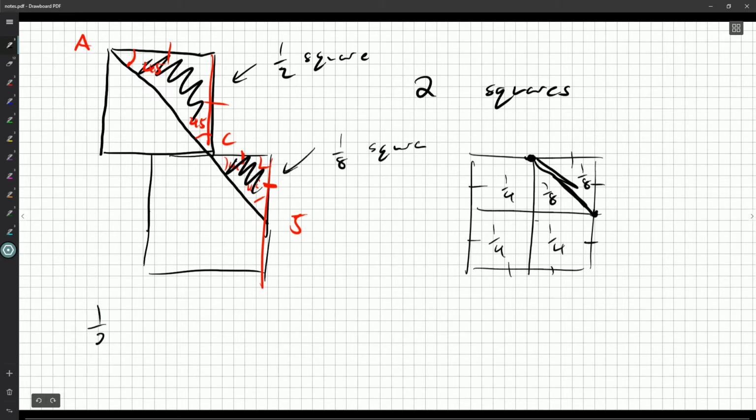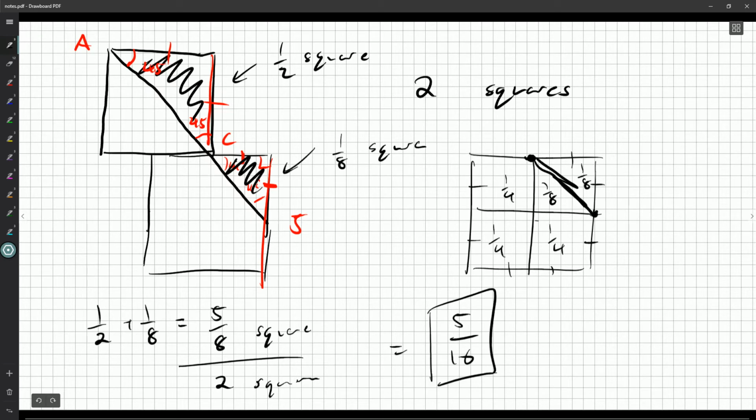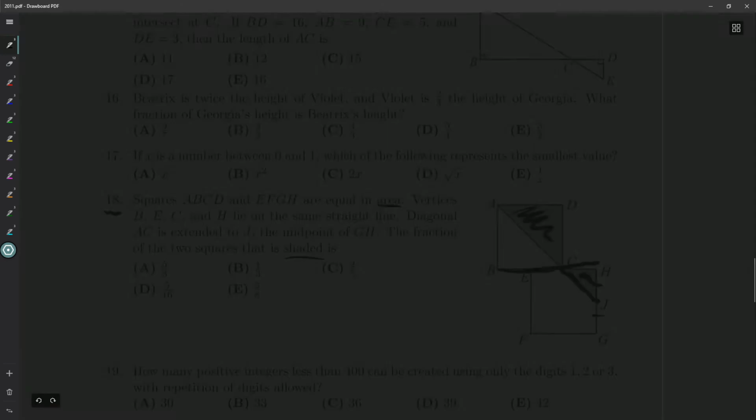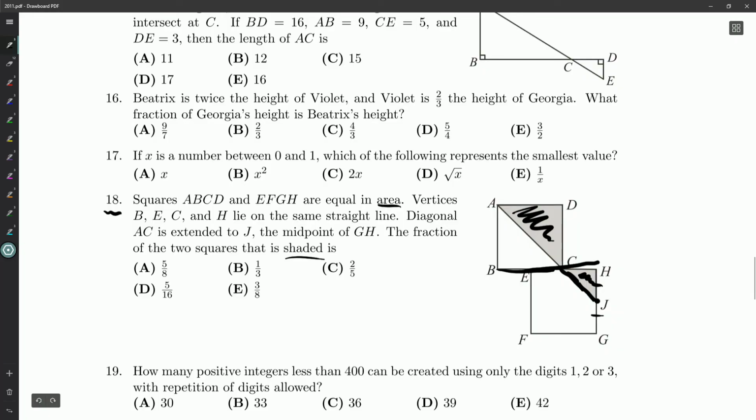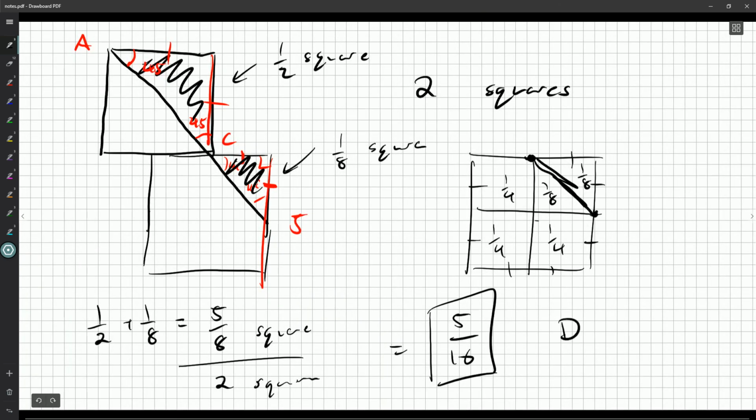So what we've got down here is another 1/8 of a square. So we have 1/2 plus 1/8 of a square, and that'll be 5/8 of a square, and this is being measured out of 2 whole squares. So 5/8 divided by 2 is 5/16. That's the fraction of the total area that we're looking at. So 5/16, not the 5/8 that we have up here. We want the fraction of the total area, and that is 2 whole squares. So our answer is D.